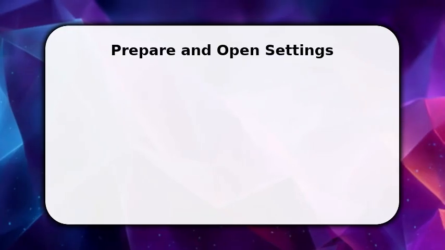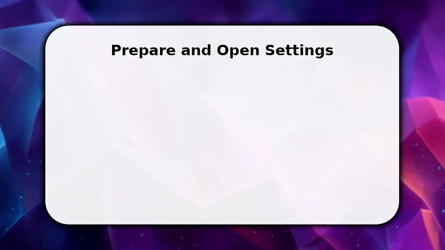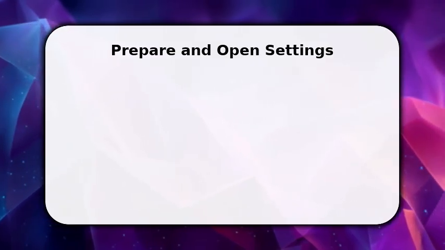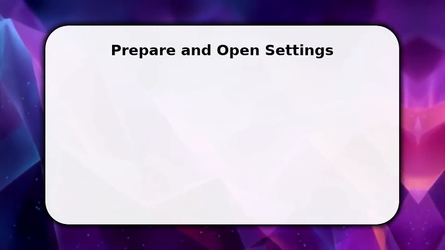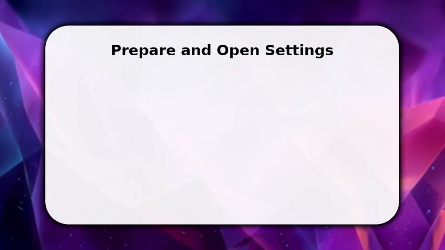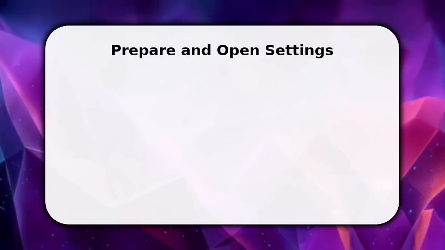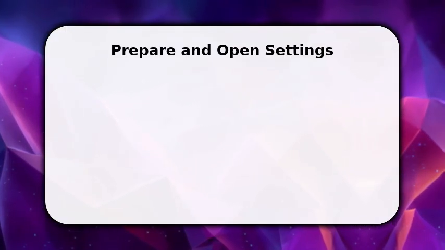You start by making sure the phone has enough charge and is unlocked. Open Settings now. Use the search bar if accessibility isn't visible. Once you see accessibility, tap it to enter the menu. This places you exactly where system-wide accessibility toggles live.